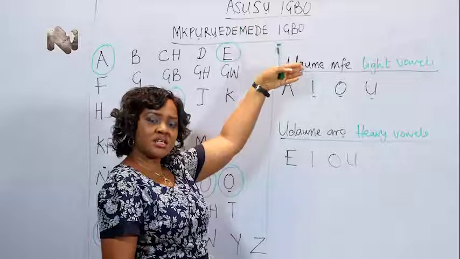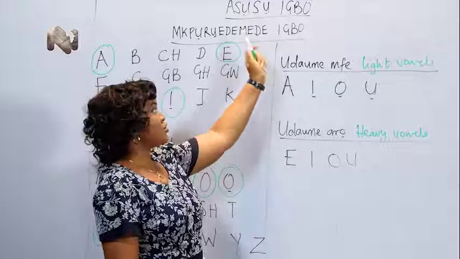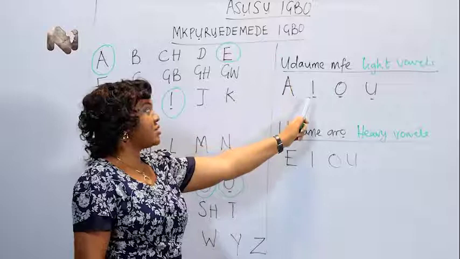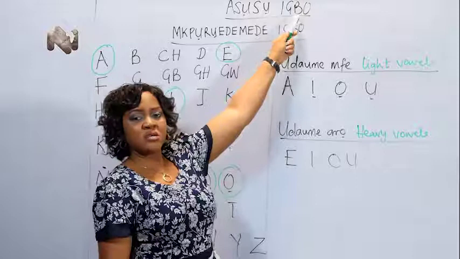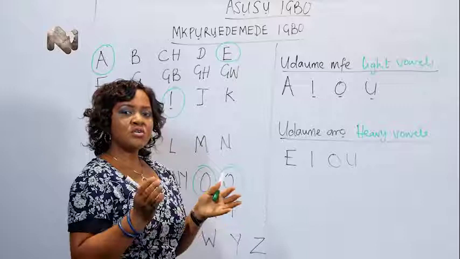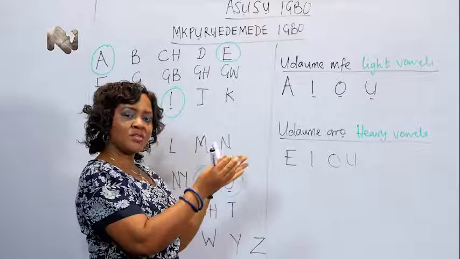Now, let's look at the title, the Asusu Igbo here. Looking at Asusu Igbo, you can see that we have A and U mixed up together. That's from odaume mfe, light vowels. Then looking at the word Igbo, you will see E and O. That's from heavy vowels. So while forming your words, you pick vowels from the same category.